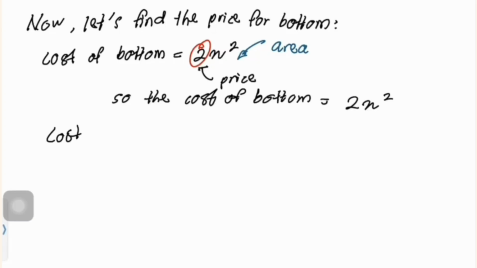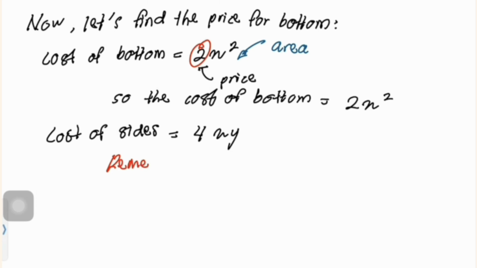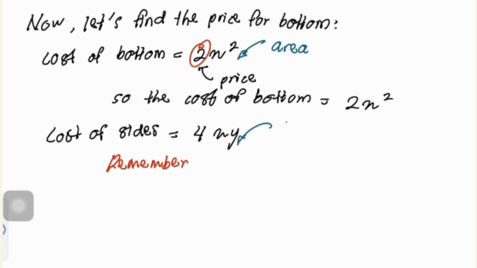Then let's proceed to the cost of the sides. The cost of the sides equals 4xy. Now we need to remember this. I'm using the red pen because I want to highlight that we can substitute y with the equation that we have created. Therefore, the answer is not 4xy, it's 4x multiplied by 250 over x squared. The final equation for the cost of the sides is 1000 over x. Now let me write this first for you guys to understand.